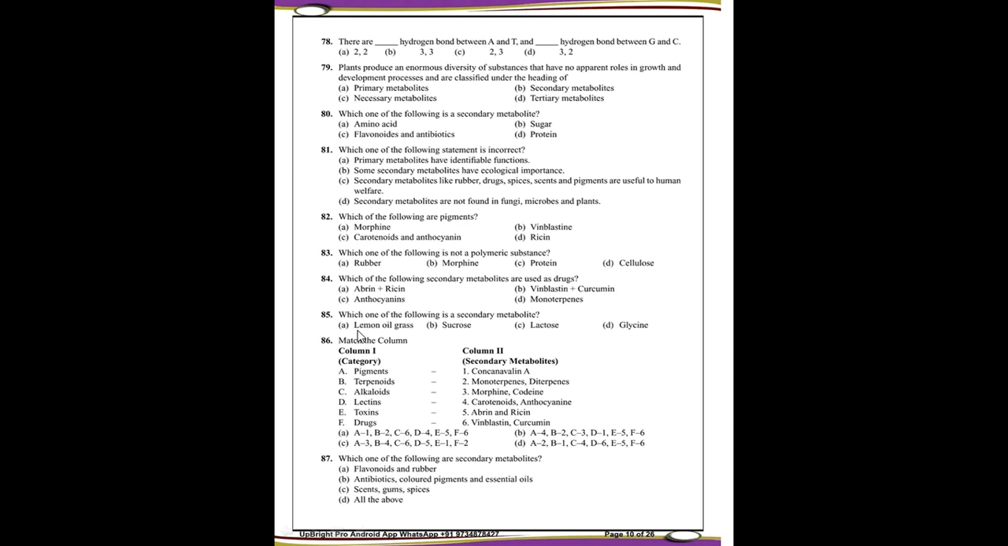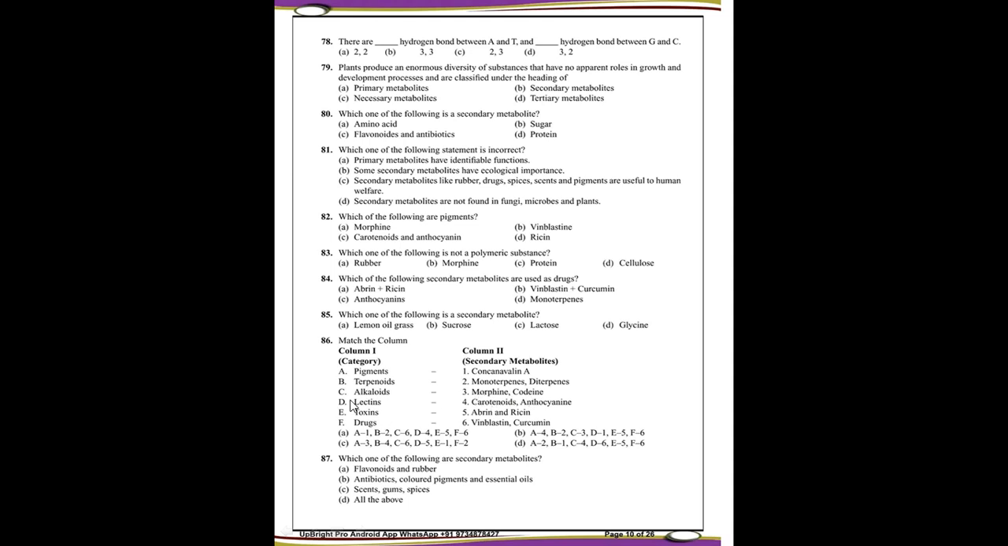Now let's see this column and how we can match it. Very simple. A is a pigment. So let's see which of these is a pigment, and we start from there. So A matches to 4. B to 2, because monoterpenes and diterpenes are terpenoids. Then C to 3, alkaloids, because morphines and codeines are alkaloids.